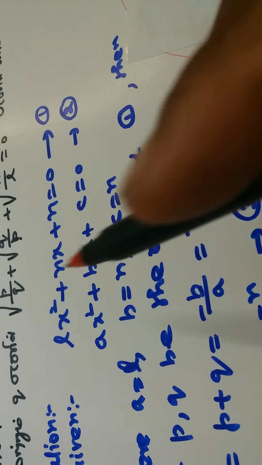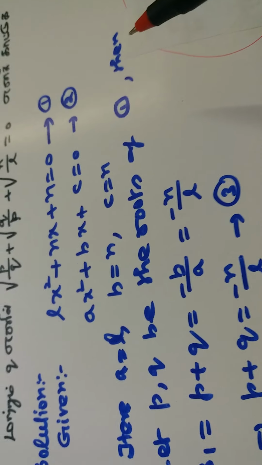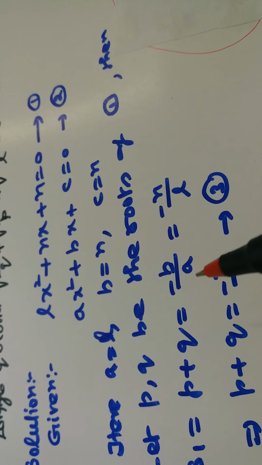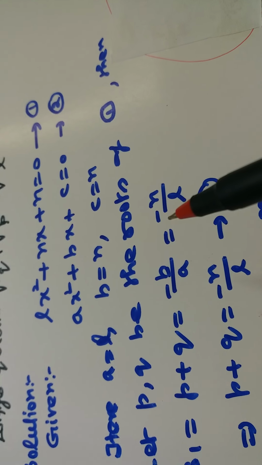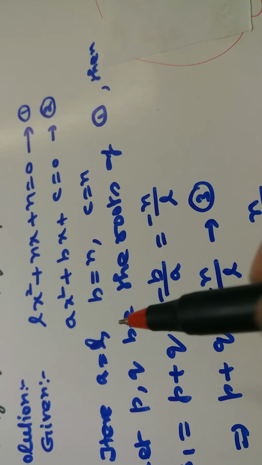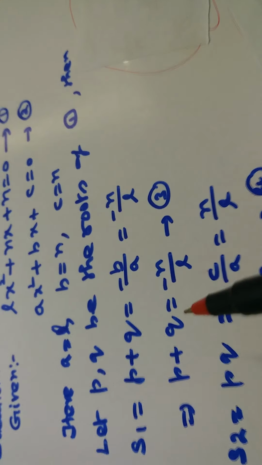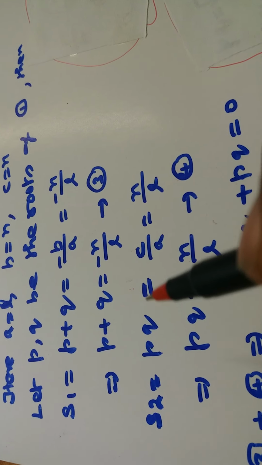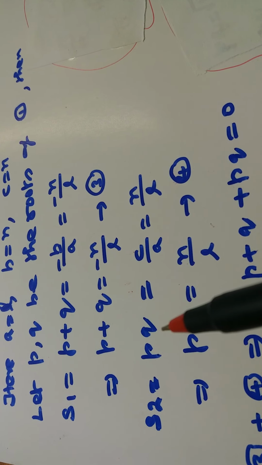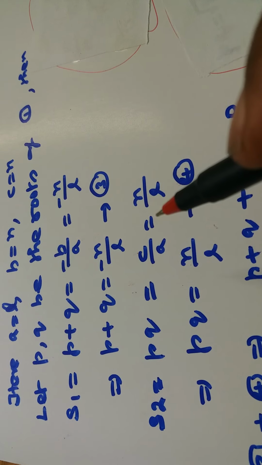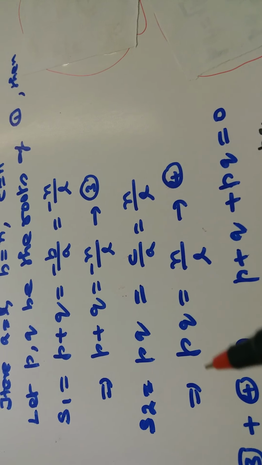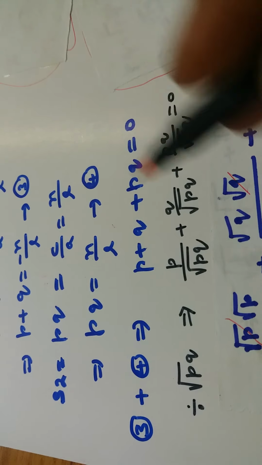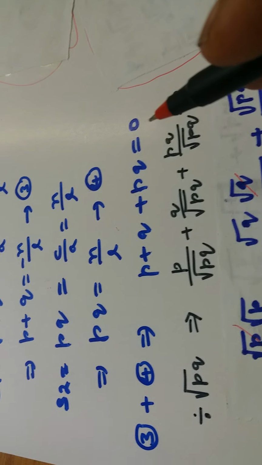Given P comma Q be the roots of equation number 1, then S1 is equal to sum of the roots, P plus Q is equal to minus B by A. You know that already. So here minus, what is B? B is here N, A is here L. Therefore, P plus Q is equal to minus N by L, equation number 3. S2 is equal to product of the roots equal to C by A. That is P into Q is equal to C by A, that is equal to N by L. That implies PQ is equal to N by L, equation number 4. Adding 3 and 4, you get P plus Q plus PQ is equal to 0.